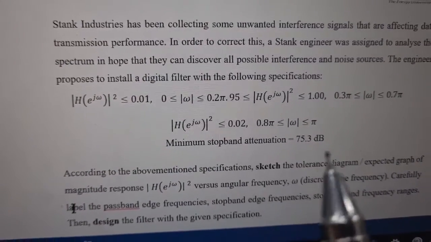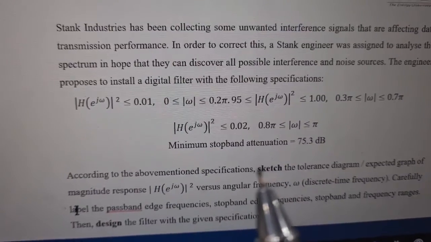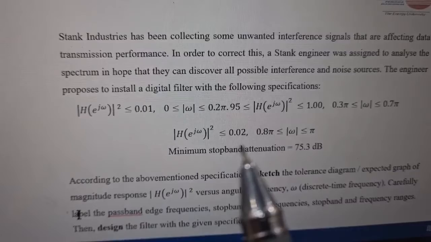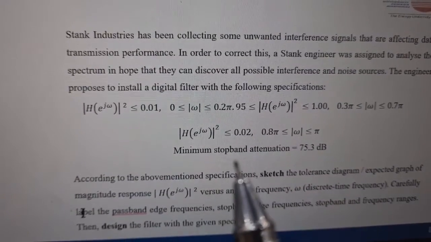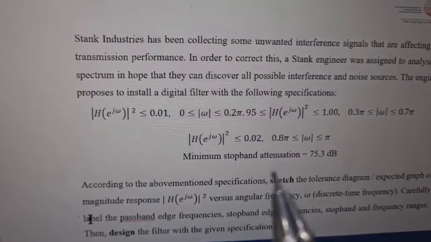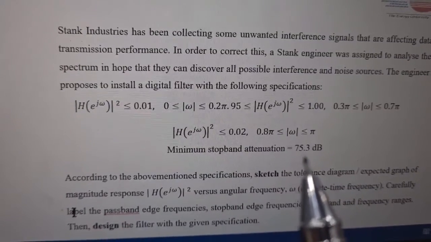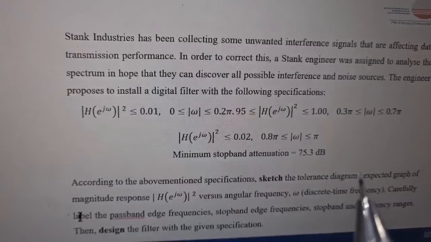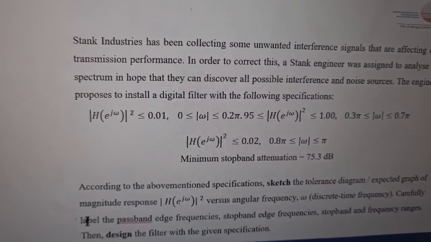Hence, we can guess the type of the filter, which as it appears is a bandpass filter, and the minimum stopband attenuation is equal to 75.3. Here we are to sketch the tolerance diagram and design the filter.